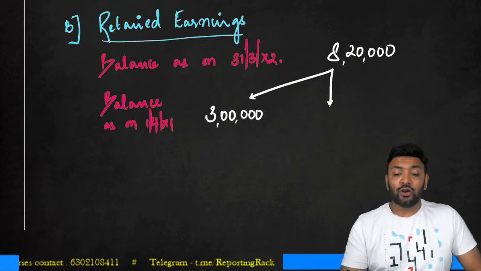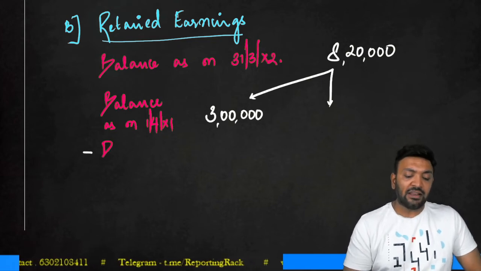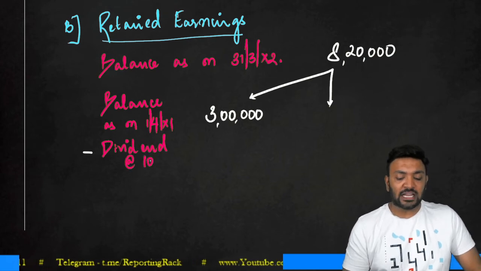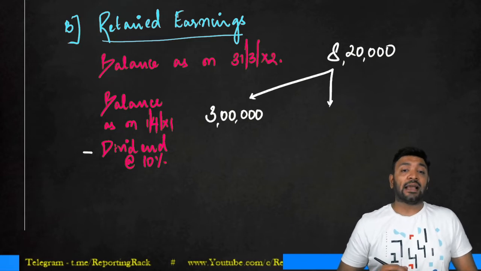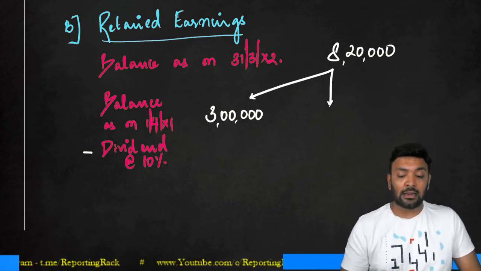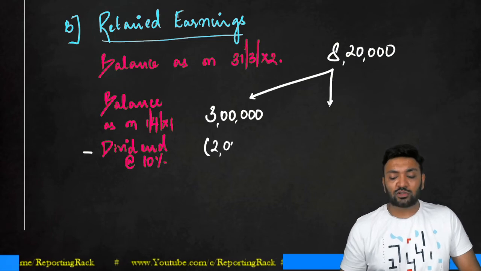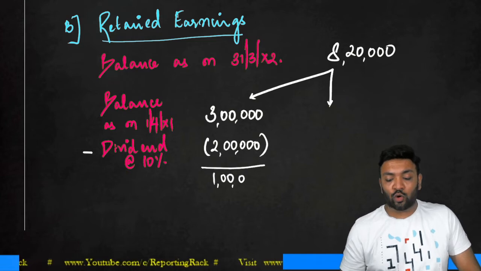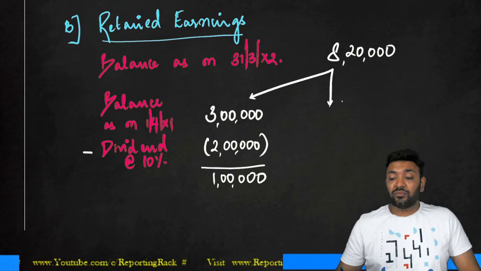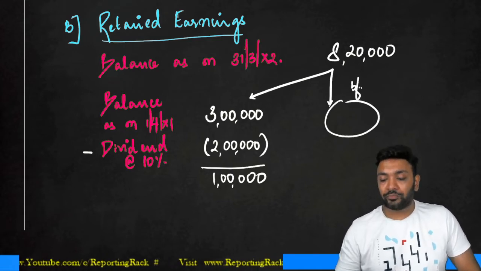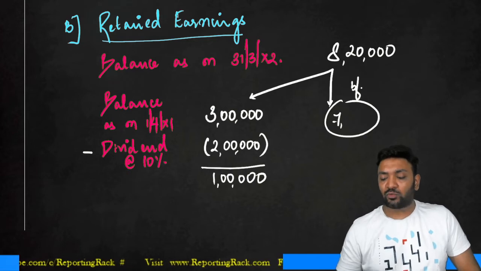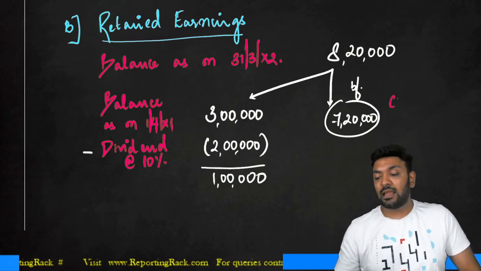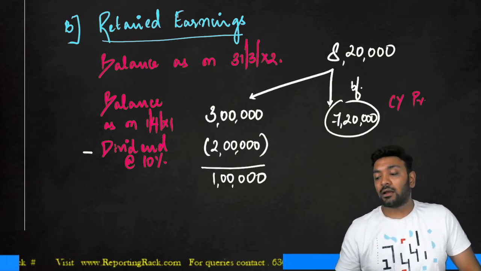But out of this 3 lakhs, during the year in the month of November, they paid dividend of last year, at the rate of 10%. What is the total? 20 lakhs. On 20 lakhs, if I paid 10% share dividend, last year's dividend paid was 2 lakhs. After payment, that's the beginning of the year. That means 10,20,000 will be considered as the profit. This is my year profit.